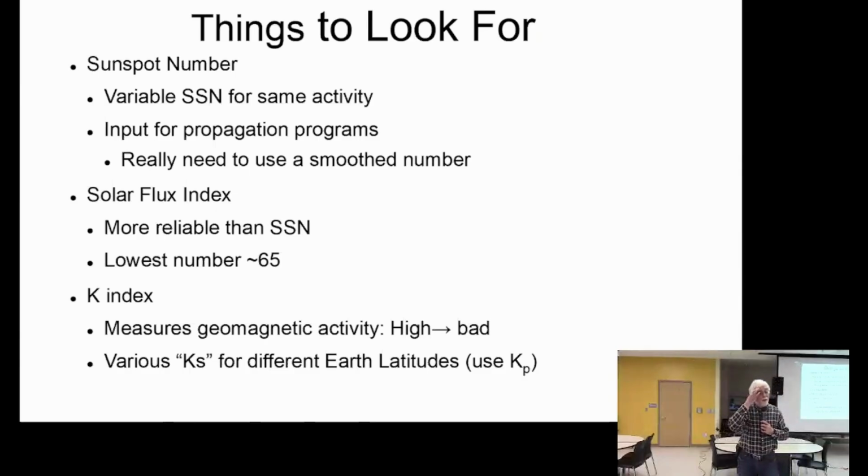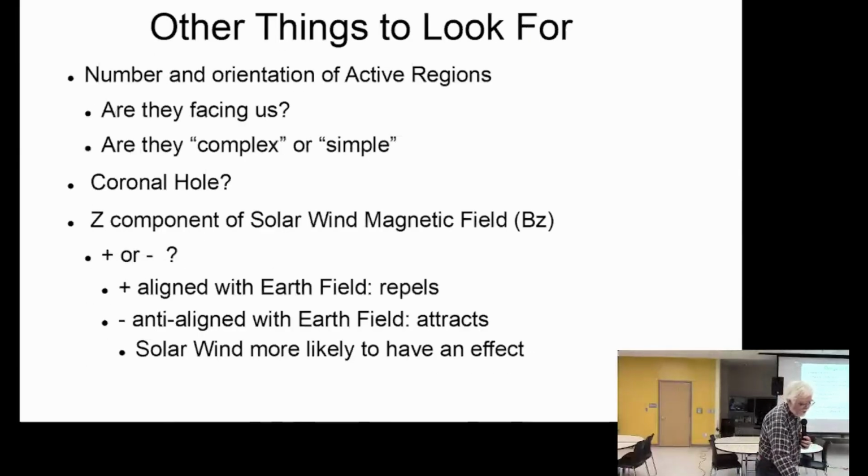You can't tell whether it's going to make it anywhere at all, because it may bounce around and not get out, if you will. And when the signal does come down, it's going to be spread out over a much larger area, and it's going to be a lot less useful for communications. So K index is important.